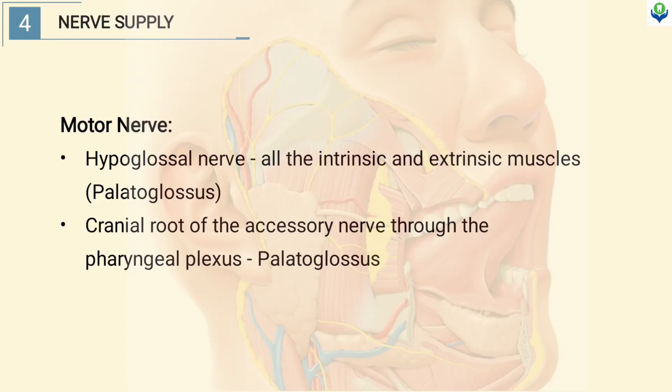The nerve supply. The motor nerve supply of the tongue. All the intrinsic and extrinsic muscles except the palatoglossus are supplied by the hypoglossal nerve. The palatoglossus is supplied by the cranial root of the accessory nerve through the pharyngeal plexus.